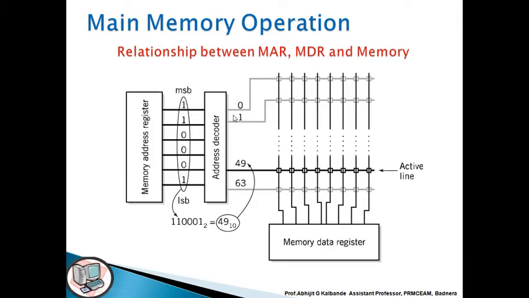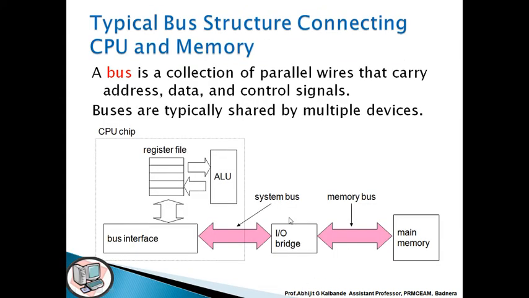Now here you can also see the relationship between MAR, MDR and memory. Here the memory address register is given a certain address, and on that address the particular data is to be active, which is saved in the memory data register.